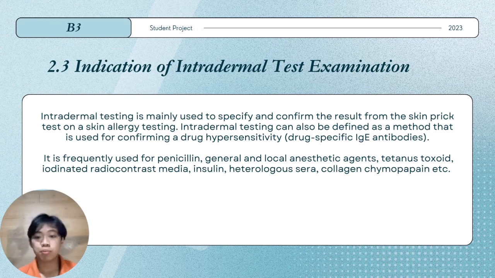So intradermal testing is mainly used to specify and confirm the result from the skin prick test in skin allergy testing. Intradermal testing can also be defined as a method used for confirming a drug hypersensitivity, or we can say drug-specific immunoglobulin E antibodies. It is frequently used for penicillin, general and local anesthetic agents, tetanus toxoid, iodinated radiocontrast media, insulin, heterologous sera, collagen, ciprofloxacin, and etc.